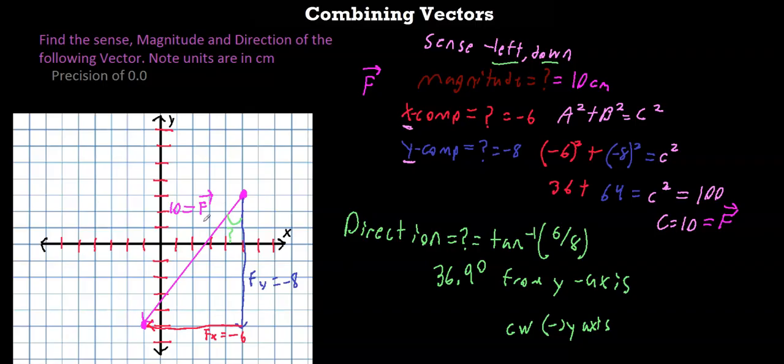So what does this mean? Well, we found an original vector and we didn't know what it was. We found out that it moves 10 centimeters in a direction 36.9 degrees away from the y-axis. And that's it. I mean, that's literally what it means. It means it moved this direction, this amount.